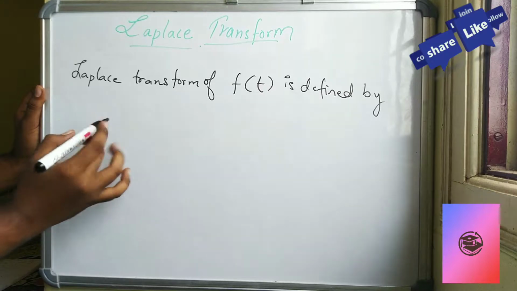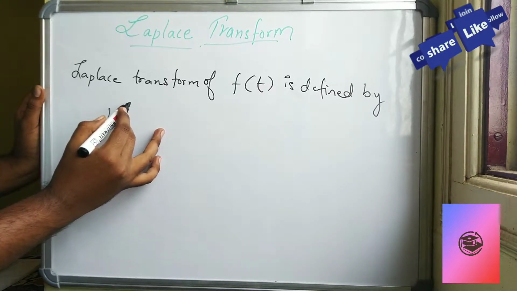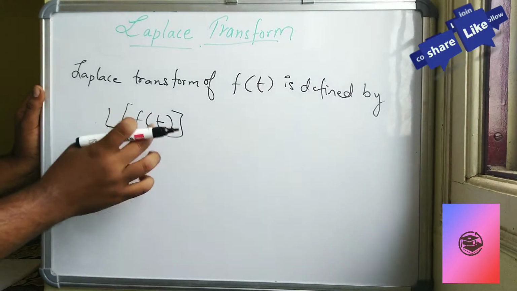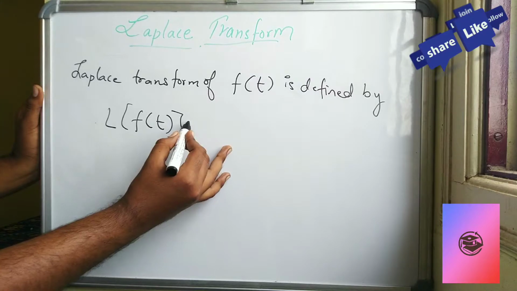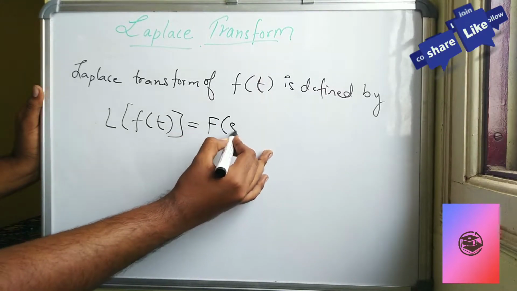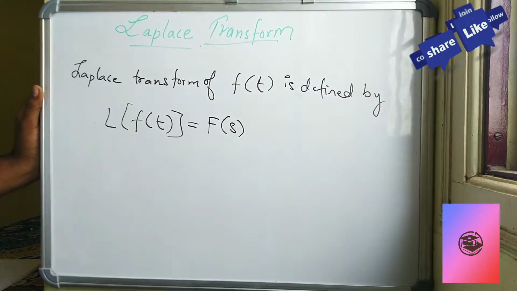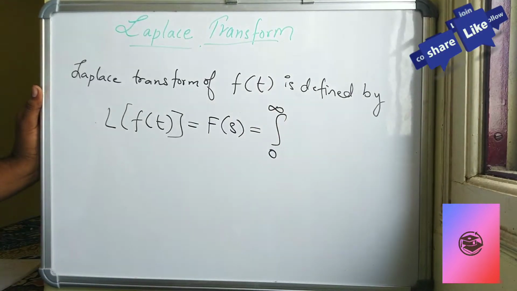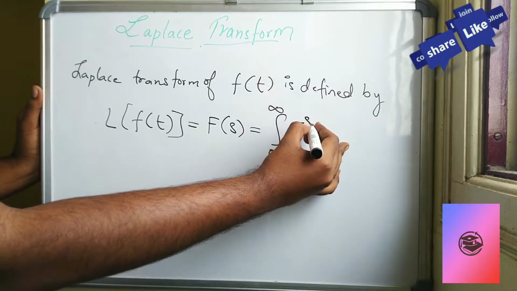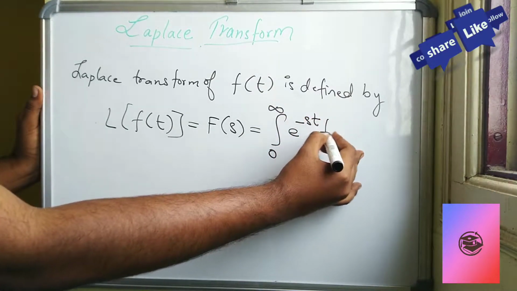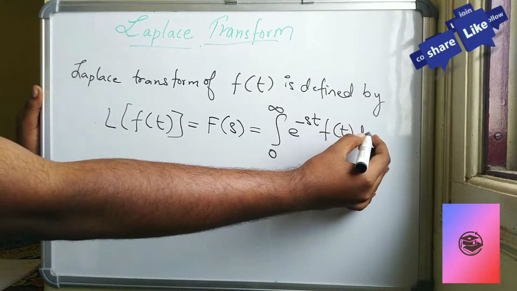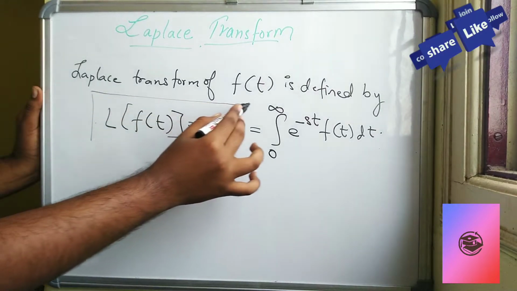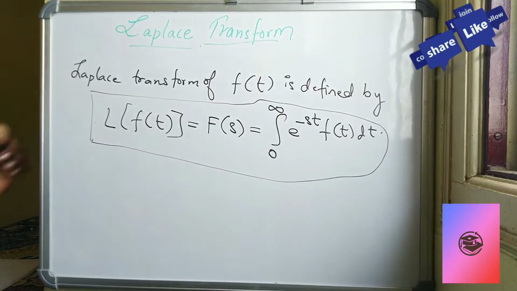We can write it as L of f of t, a function of the variable t, equal to F of s, that means a function of s, which can be written as the integral from 0 to infinity of e power minus st f of t dt. So this is the definition of the Laplace transform.